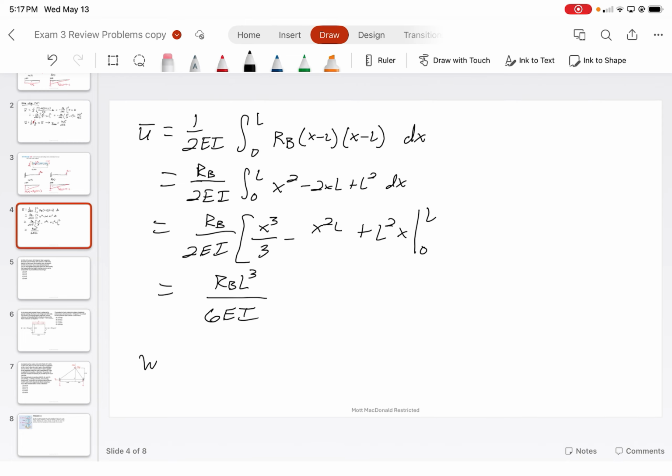Which means that when we set W bar is equal to 1/2 P bar times Y, and we set P bar equaling 1, we should get that Y max is equal to RB L cubed over 3 EI. All right. And those are just the deflections from those two systems.